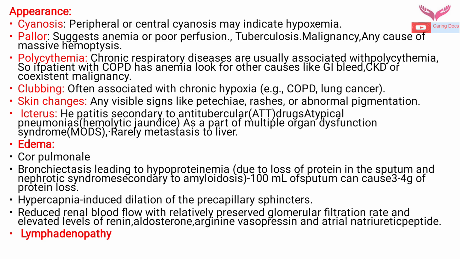Look for peripheral edema seen in cor pulmonale, bronchiectasis. In bronchiectasis, it is because of hypoproteinemia due to loss of protein in the sputum and nephrotic syndrome secondary to amyloidosis. 100 ml of sputum can cause 3 to 4 gram of protein loss. So, protein loss is also seen in bronchiectasis. Hypercapnia induced dilatation of the precapillary sphincter, reduced renal blood flow with relatively preserved glomerular filtration rate, and elevated levels of renin, aldosterone, arginine vasopressin, and atrial natriuretic peptide. Look for lymphadenopathy.